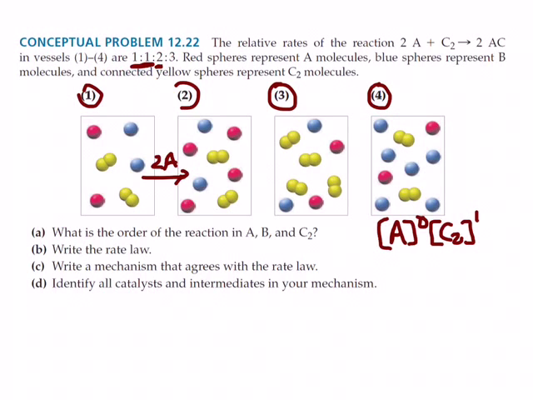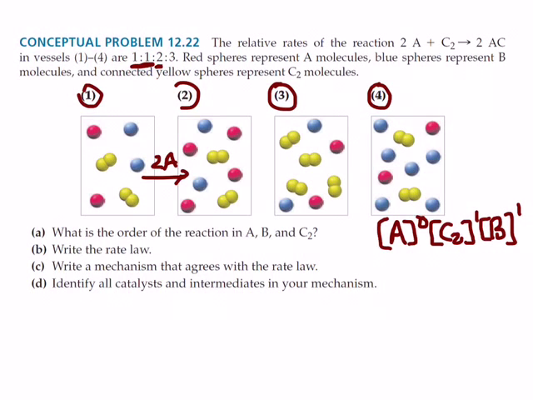Now what about this B? B did not appear in the overall reaction, so at first that's a little confusing, but let's take a look. If we compare vessel 1 to vessel 4, where the A's are the same, there's 2 and 2, the C2s are the same, there's 2 and 2, but in vessel 1 we had 2 B's, while in vessel 4 we have 6 B's. So we tripled the B's from vessel 1 to vessel 4, and if we look at the relative rates, the vessel 1 rate was a 1, the vessel 4 rate was a 3. So tripling the B's tripled the rate, which suggests that B is also first order.